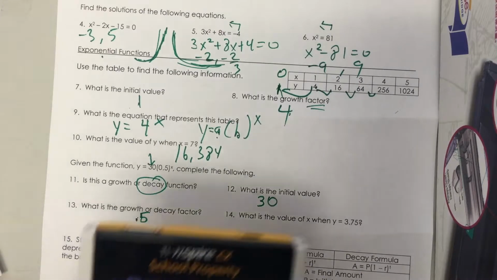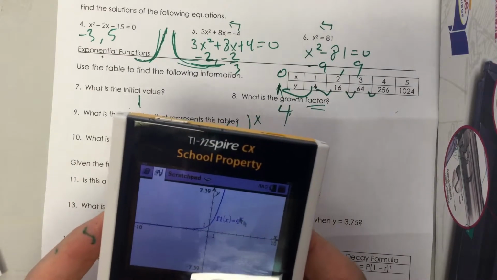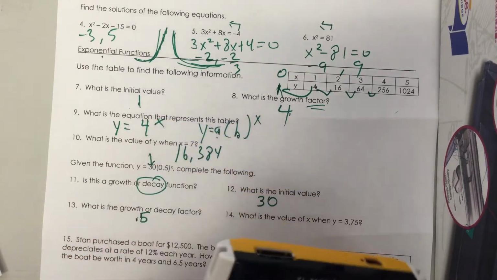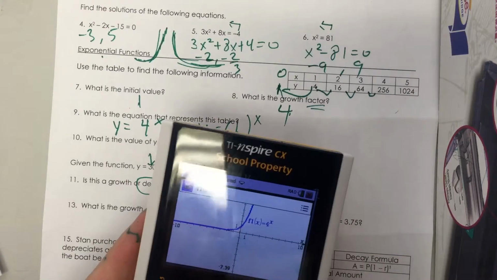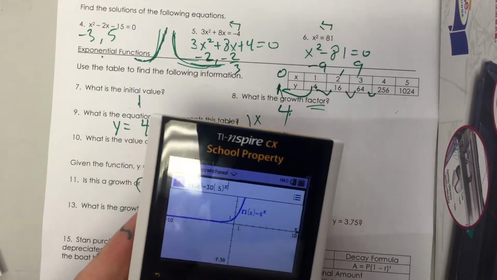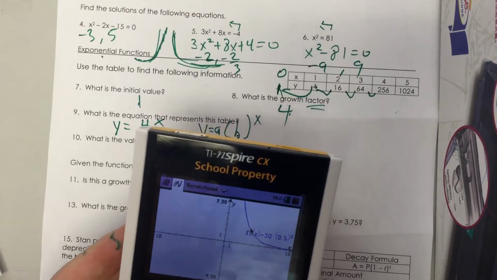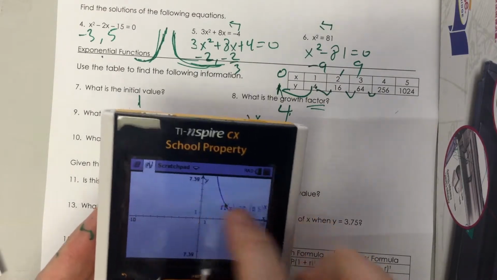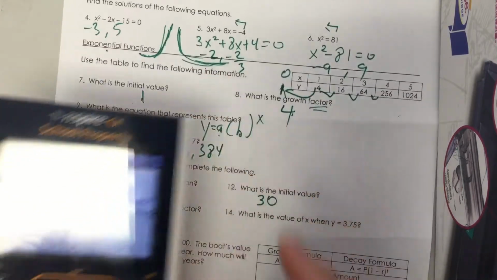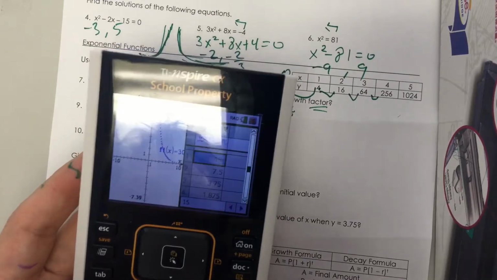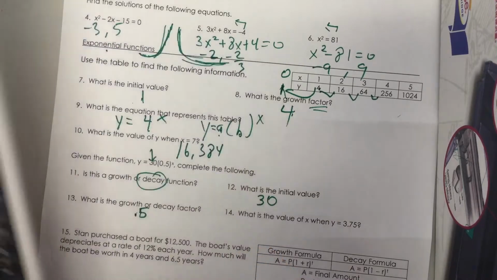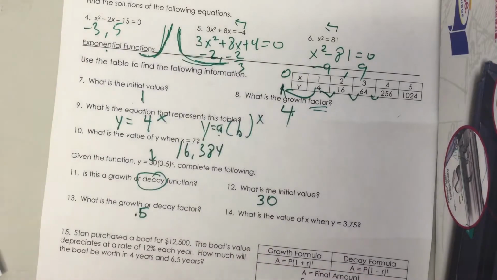Let's take a look. We're going to change this to our new one that we're doing. Y equals 30 times 0.5 to the power of x. We have our decay, we have our exponential decay graph. That's what it looks like. A lot better than my not very good sketch. We go to our table, and I'm looking for 3.75 on the y section. What is the value of x? It's 3.